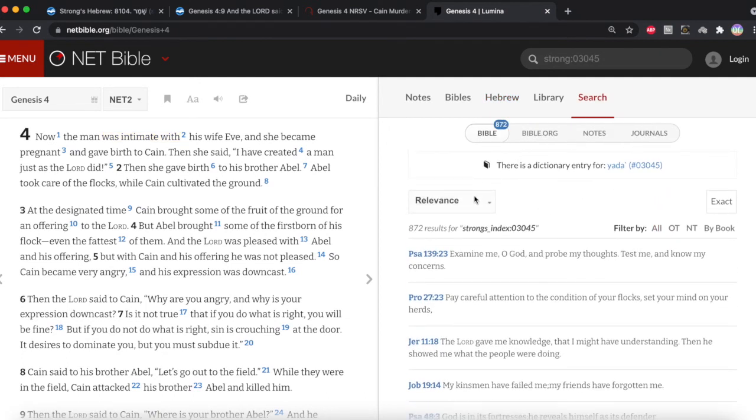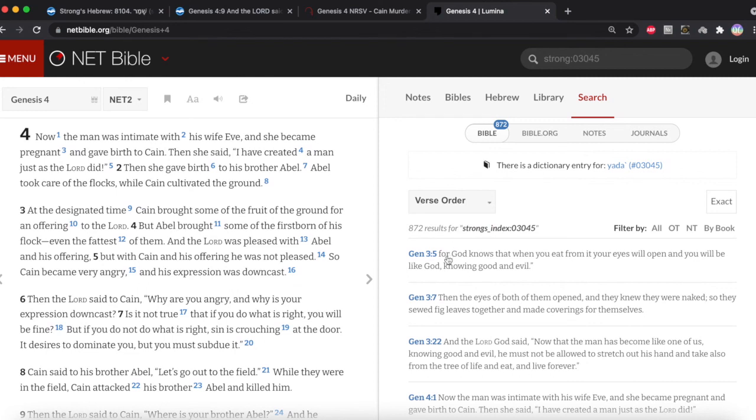Do the Strong search if you want to do what we were doing earlier, where we look at every single use of this word in the Bible. So, oh my gosh, 872 results. So this word for know is even more common than that word for guard. And I do like this, you can choose to look at them in order. So it starts with the very first use of know, or you can do relevance.